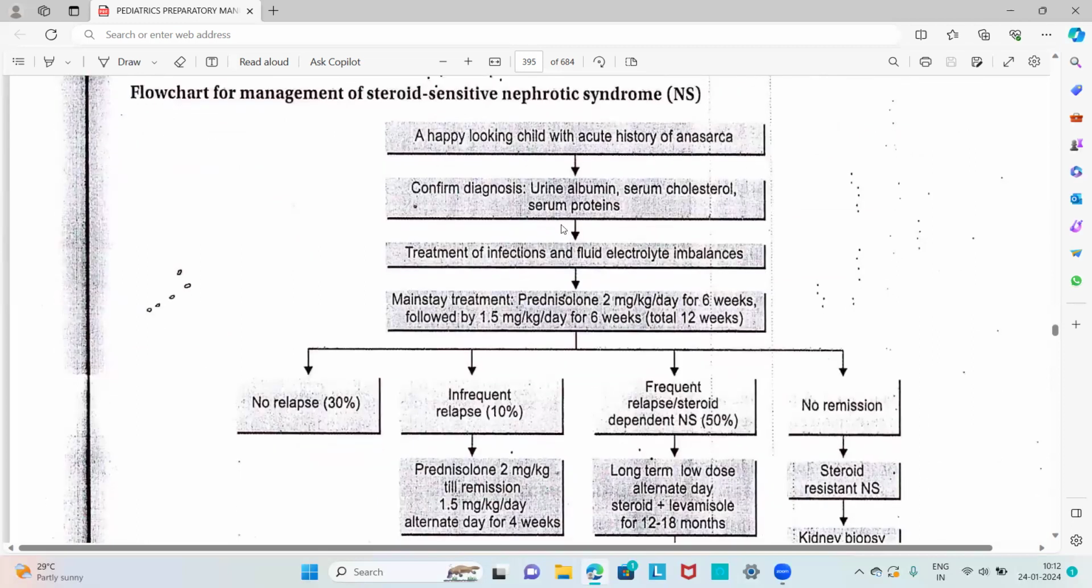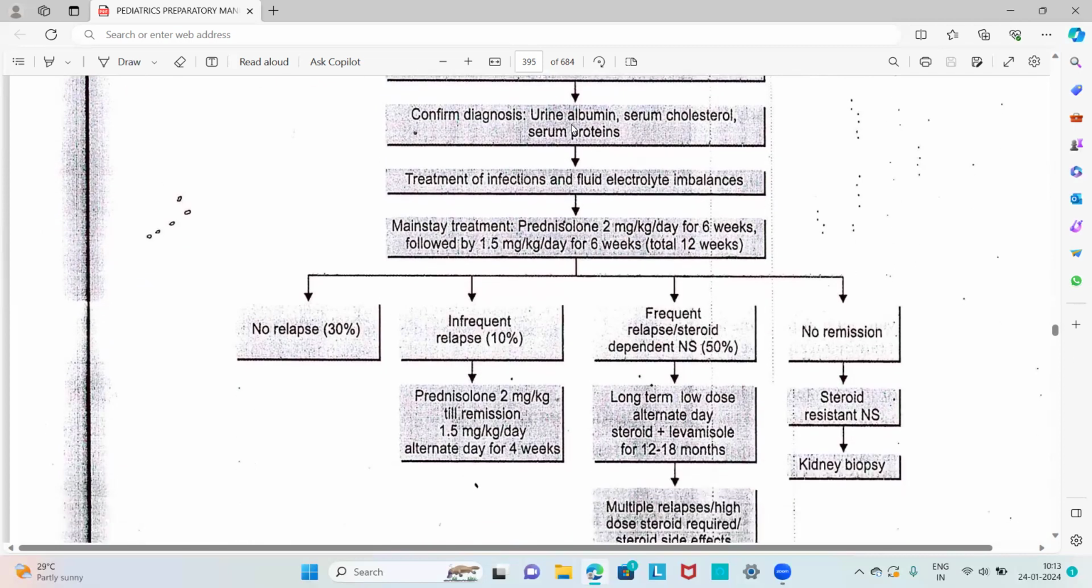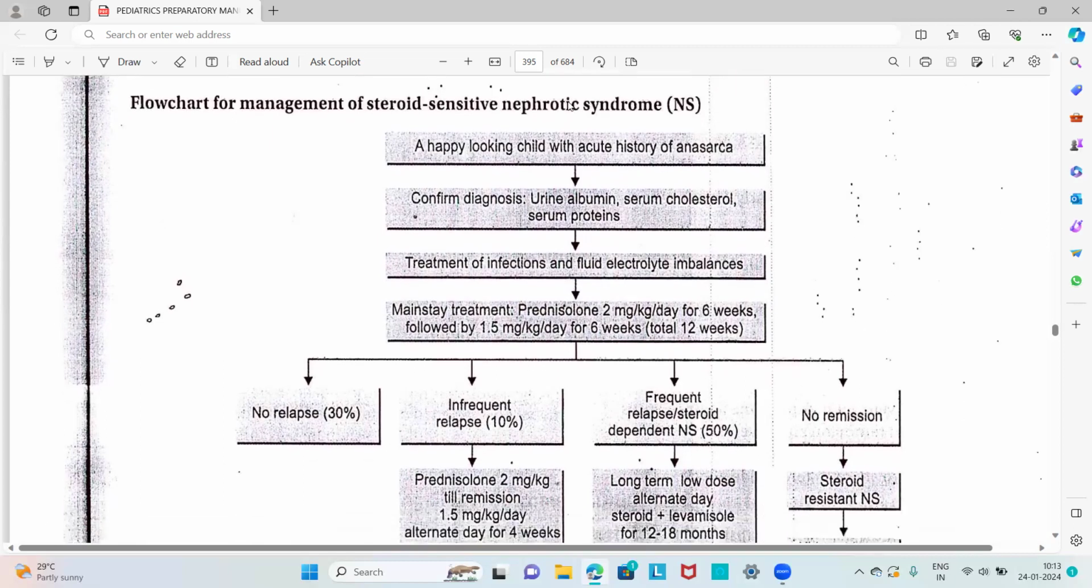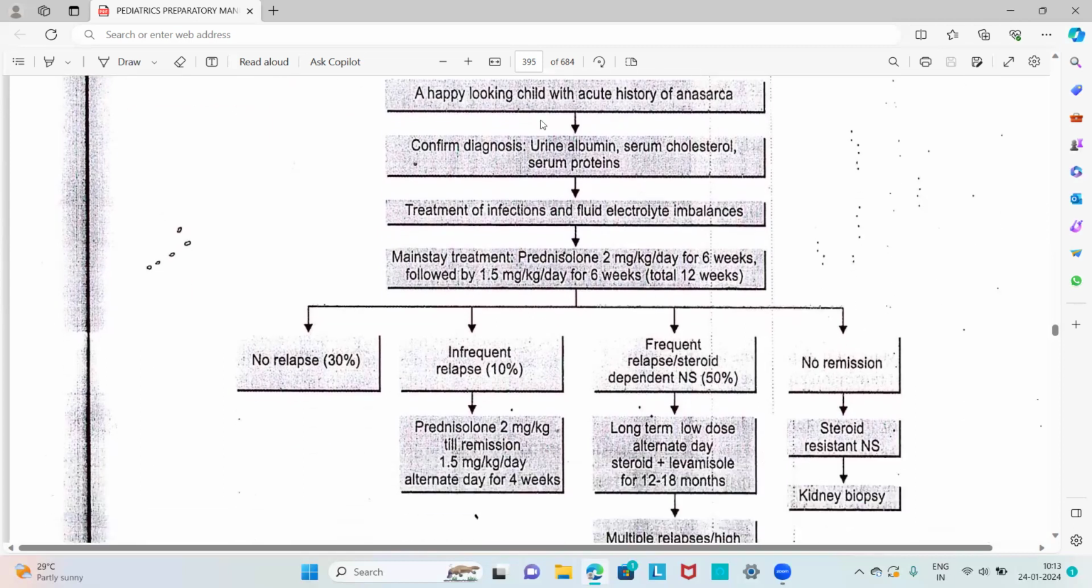This is the flow chart of management of steroid sensitive nephrotic syndrome. If we draw this flow chart, it gains good scores. That is a happy looking child with acute history of edema. Confirm the diagnosis by the urine albumin, serum cholesterol, and serum protein. That is the diagnostic criteria for nephrotic syndrome.